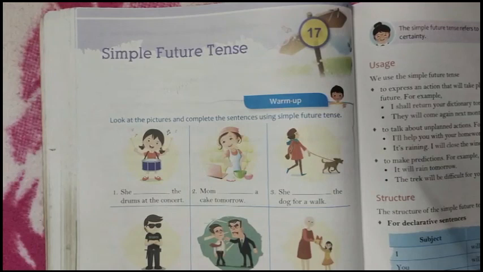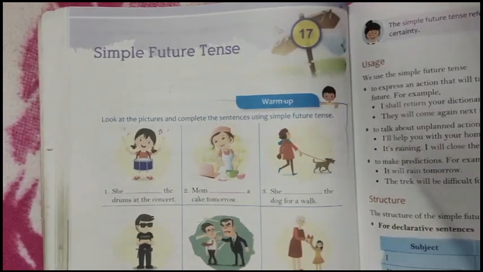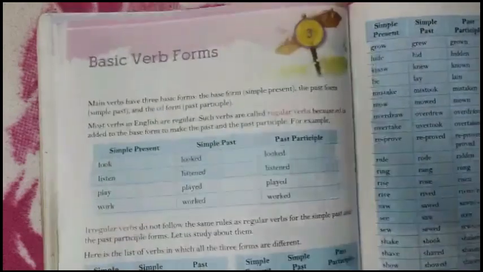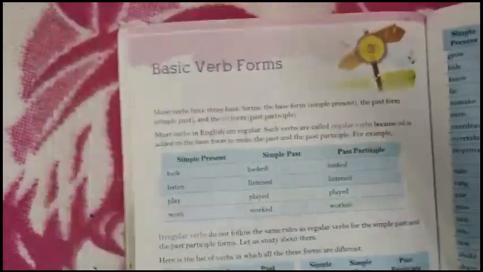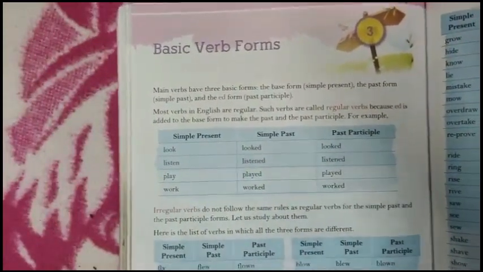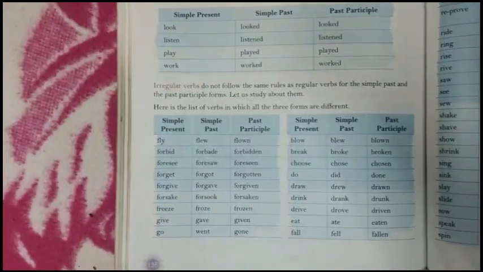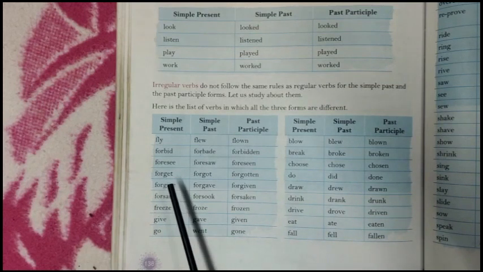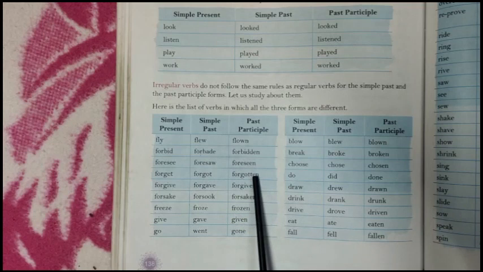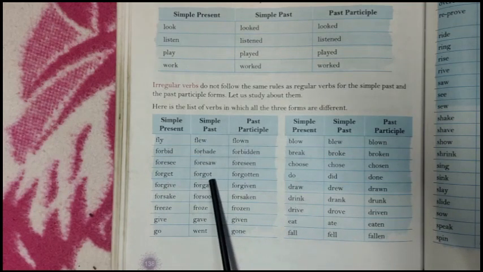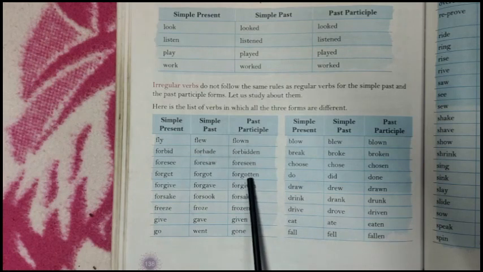Now remember, I told you to memorize page 138, chapter 3, the basic forms of the verbs. Now these are important when we construct our tenses. We have the first column, the second column, and the third column. The first form of the verb, the second form of the verb, and the third form of the verb.